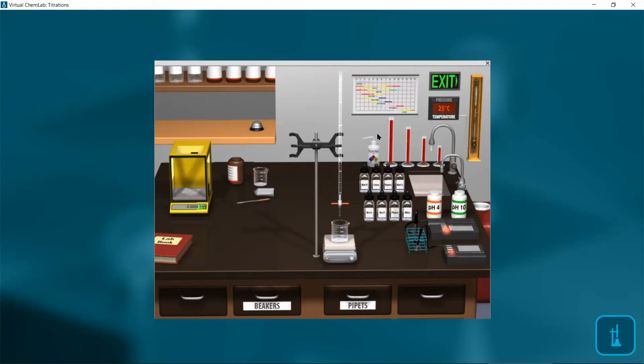If you heard that, there was liquid, which it shouldn't be because it's a solid, but it's funny. And now we're going to pull the mouse over the beaker, over the graduated cylinder. See how it became a hand.